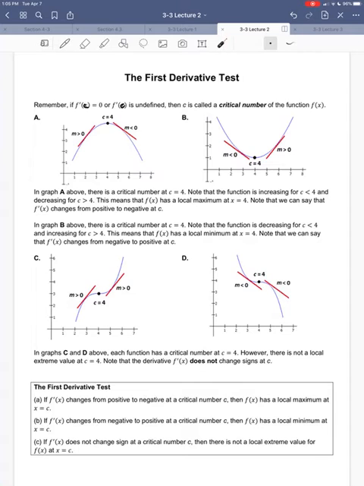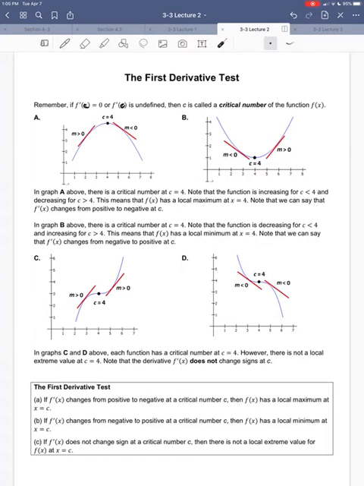We can also say that my slope of the tangent line is positive on the left and negative on the right. That means the first derivative is positive on the left-hand side of c equals 4, and it's negative on the right-hand side of c equals 4. So the first derivative changes sign at c equals 4 from positive to negative.